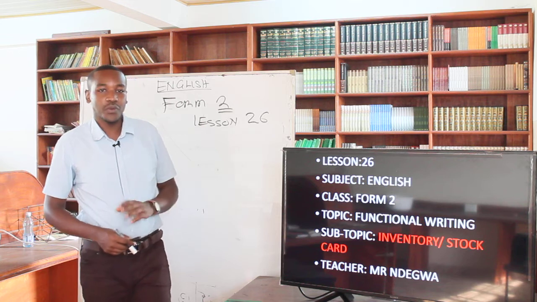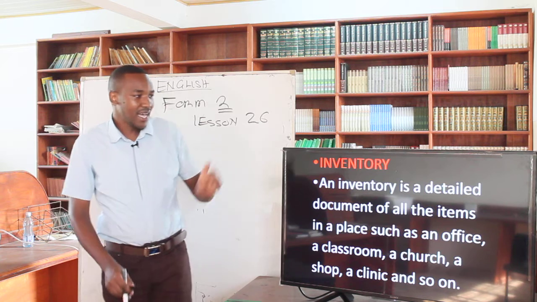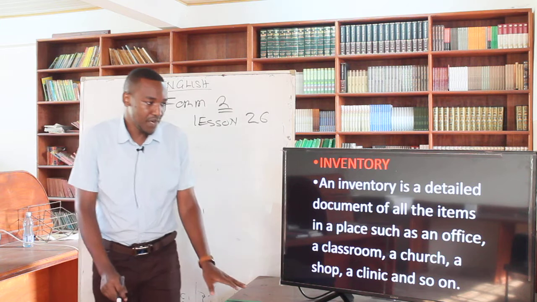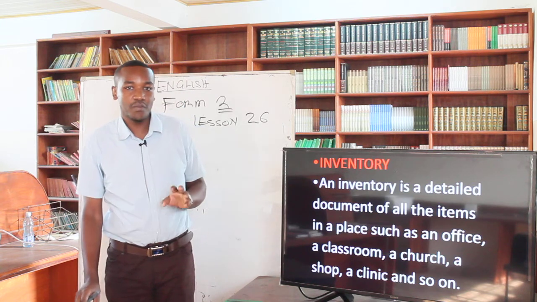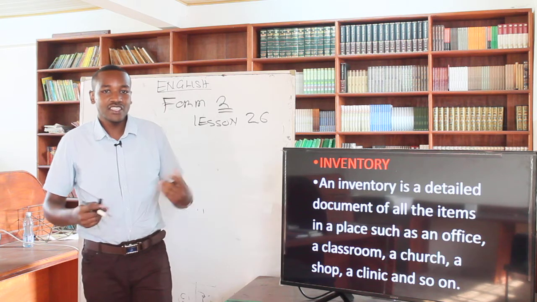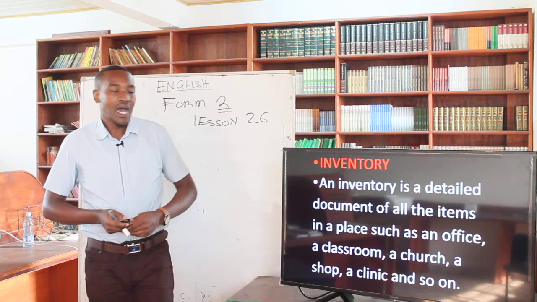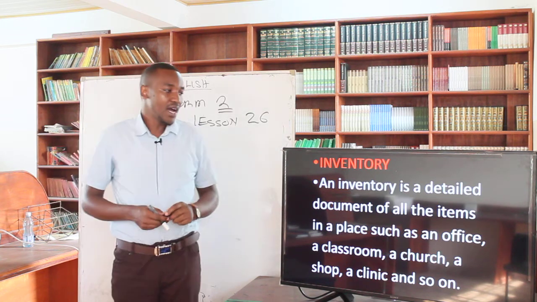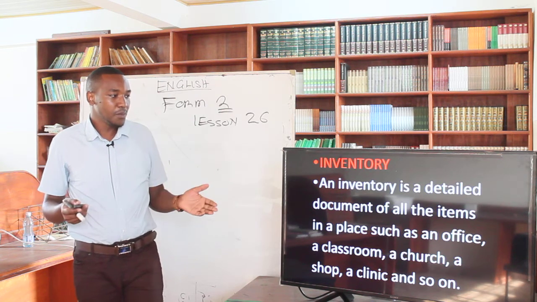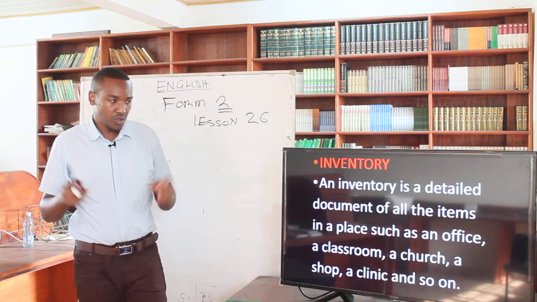So let's start with an inventory. What is it? An inventory is a detailed document of all the items in a place, such as an office, a classroom, a church, a shop, a clinic, and so on. In simple terms, it contains the items that belong to a certain institution.